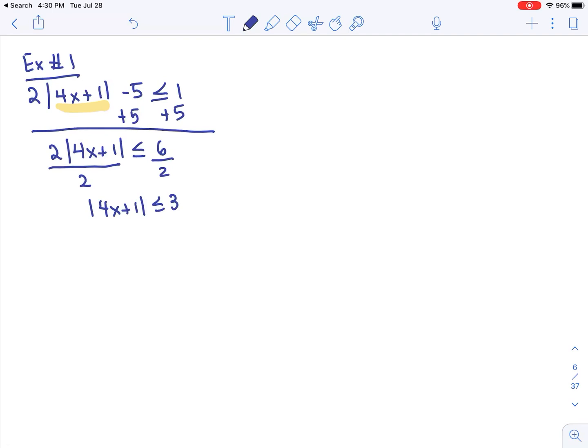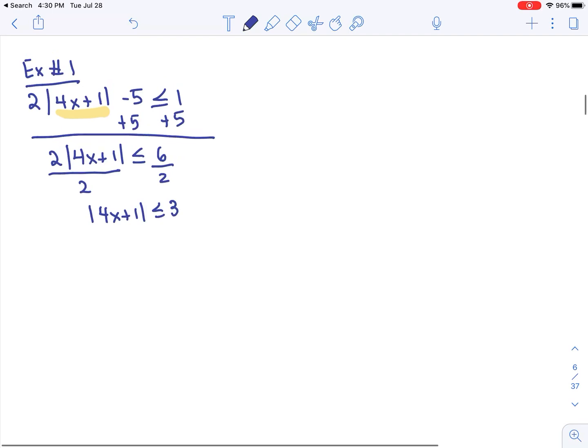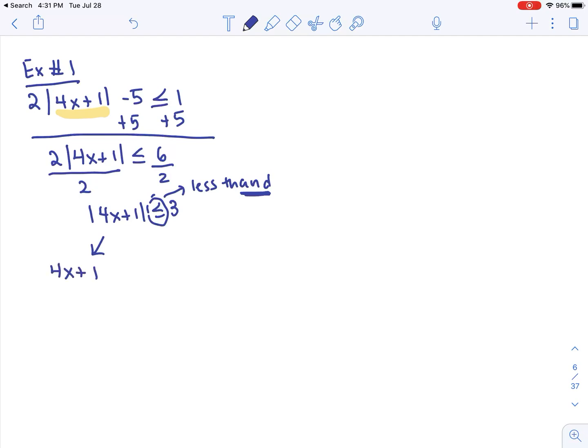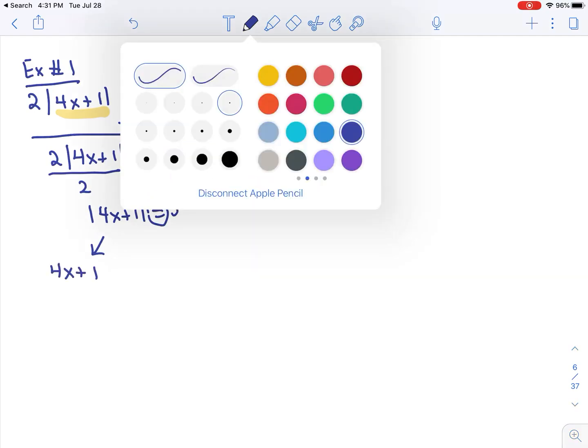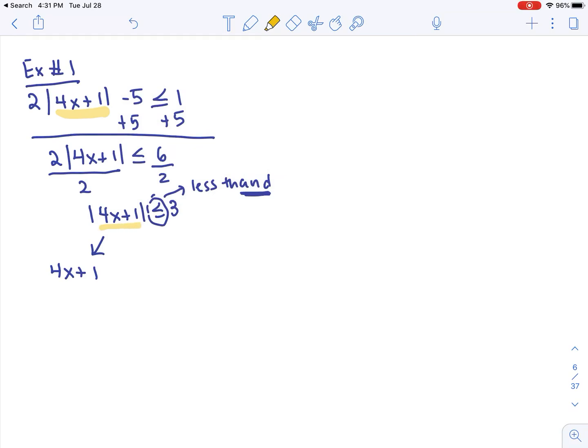And it's at this point that we're going to use that trick. So if this is a less than symbol, then that means that my final solution is going to have the word and between. It's going to be a compound inequality. So the first inequality I'll set up is going to use the absolute value expression that's inside the absolute value symbol.